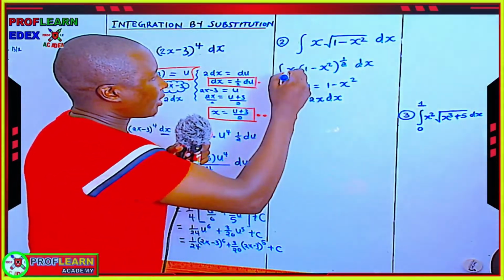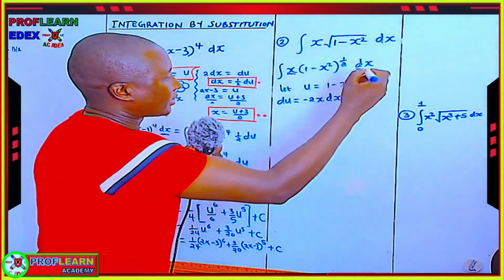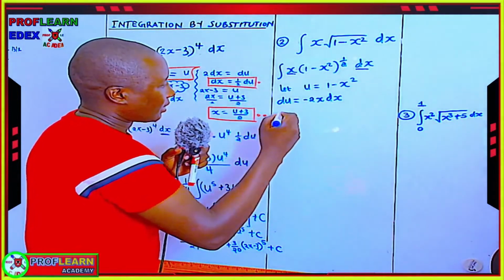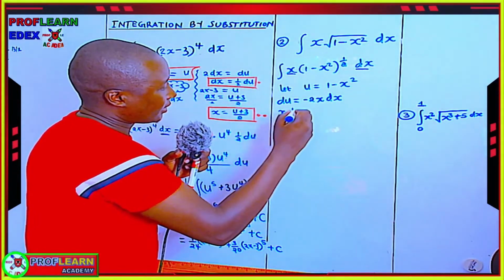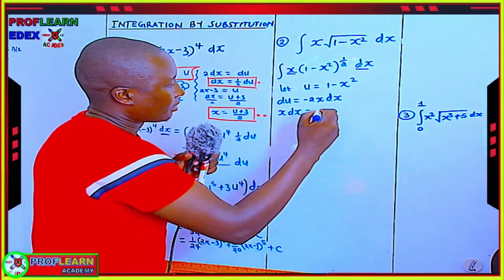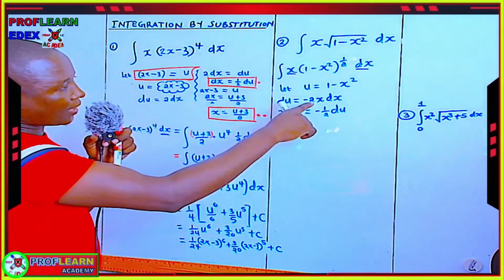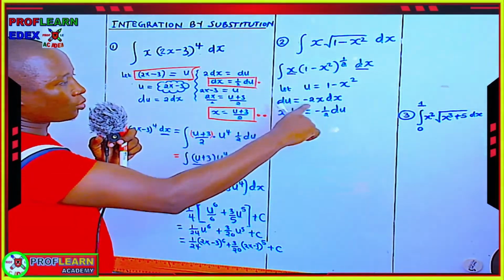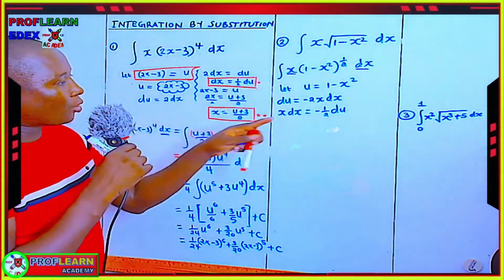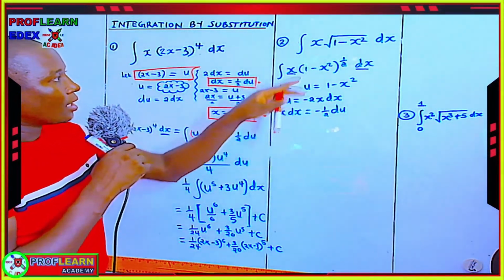How can you be able to integrate this? So the first thing that we're going to do here is to say let u be equal to x cubed plus 5. That is the value of u. And then it means that du is equal to 3x squared dx, right?